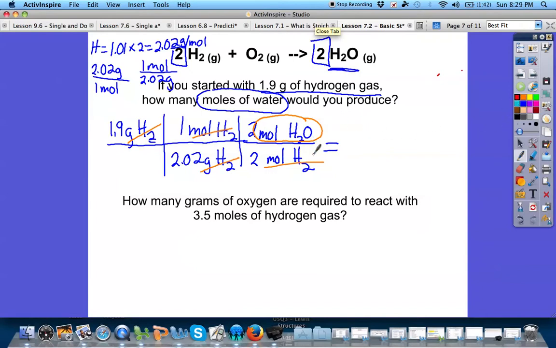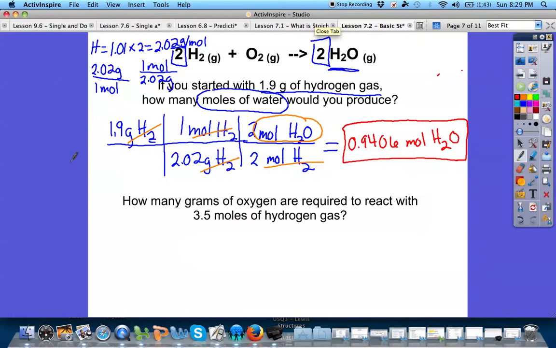So you're going to take 1.9 times 1 times 2, and then divide it by 2.02 times 2. Multiply everything on the top across, then divide by everything on the bottom multiplied together. So that you should get 0.9406 moles of H2O. Please give me 4 sig figs on the stoichiometry problems that we're working. And so 0 is not a significant digit, so 1, 2, 3, 4 to get our 4 sig figs.